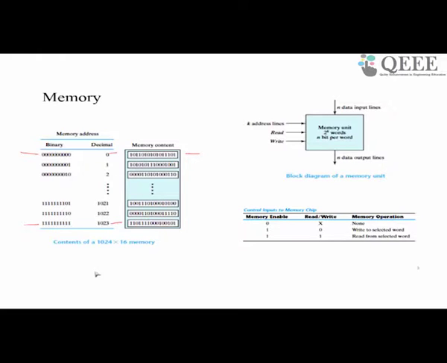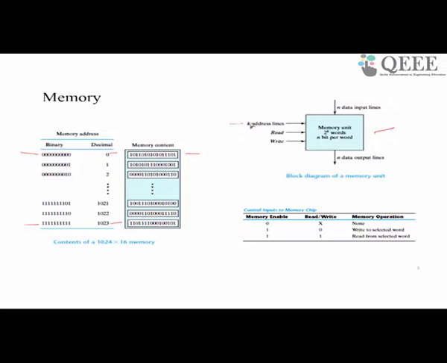If you view the memory to be a black box, as shown here, then it has the following lines which go inside and come out. One is the address, a group of address lines. Let us assume that there are k address lines. This group of address lines are related to each other because they all represent different bits of an address. So together these lines form what is called an address port. The width of the address port or address bus is k in this case. So there are 2 power k different memory locations present in the memory.